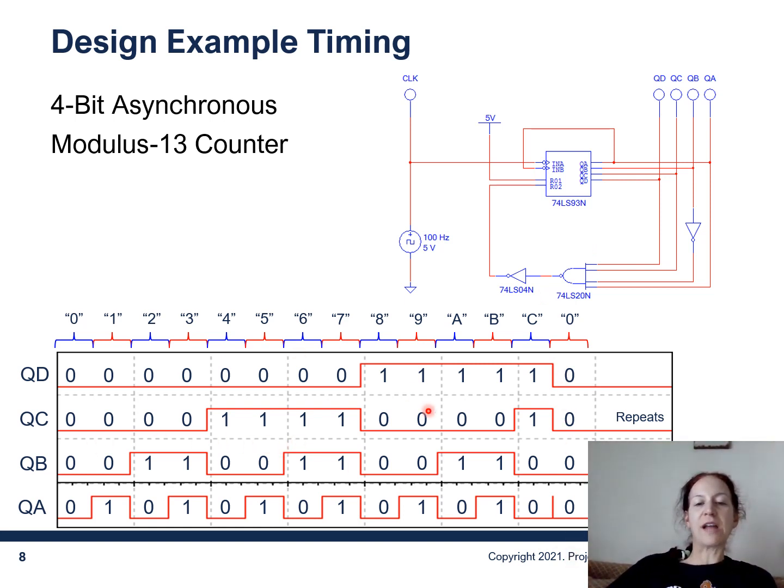And then just notice the timing diagram. You've got your 1's bit, your 2's, your 4's, and your 8's. So that's your example timing diagram for that circuit there.